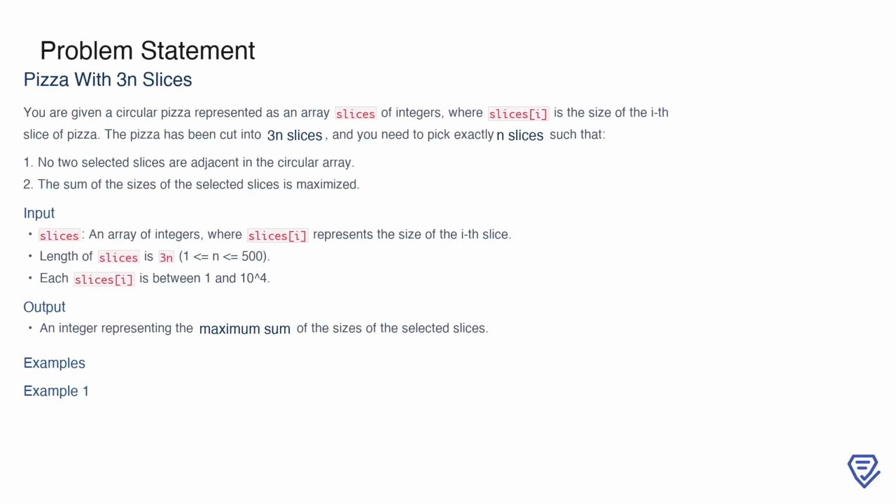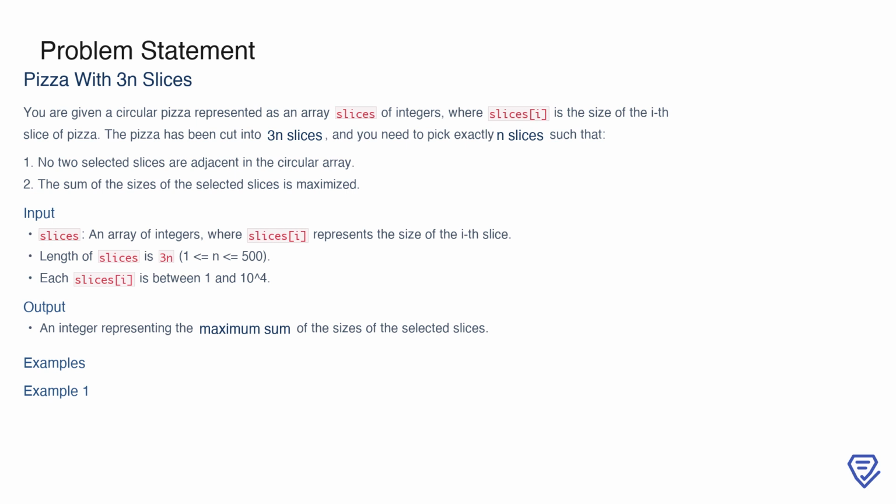In this problem, we are working with a circular pizza that has been sliced into exactly 3n pieces. Each slice has a specific size, represented in an array called slices. Your task is to select exactly n slices from this pizza, but there are 2 key constraints. First, no 2 selected slices can be adjacent to each other in the circular array. Second, you need to maximize the total size of the slices you choose.